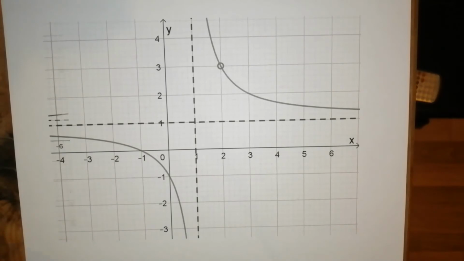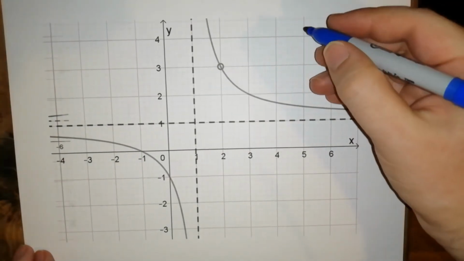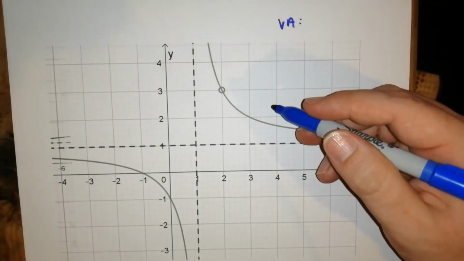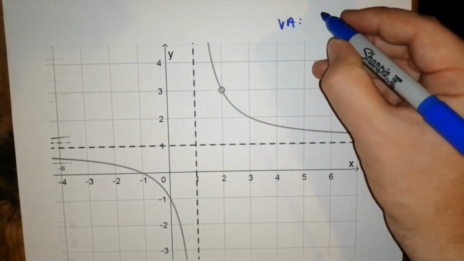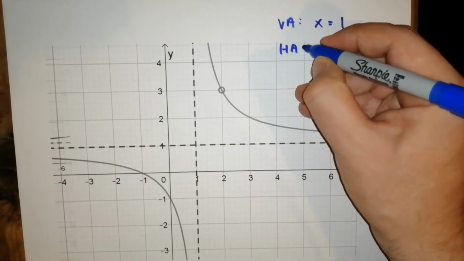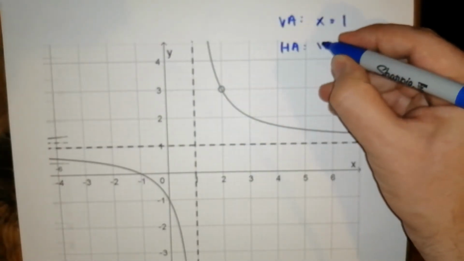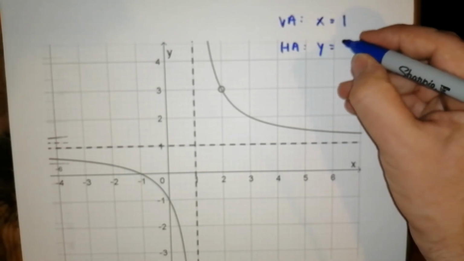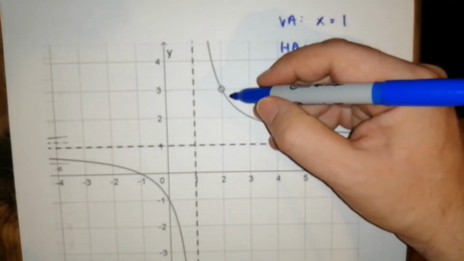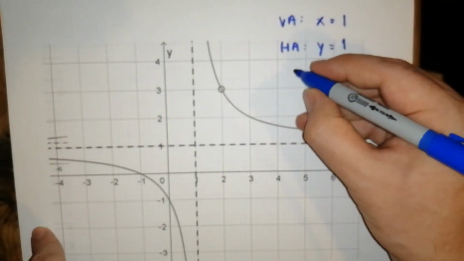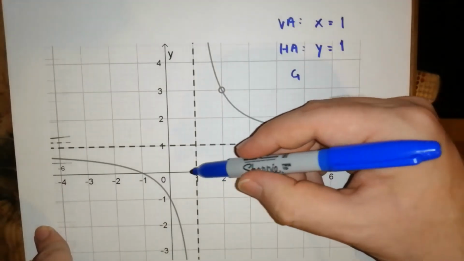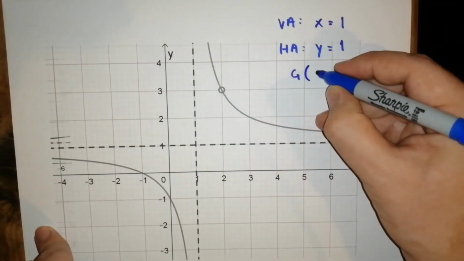First, vertical asymptote. Vertical asymptote, VA, is going to be x equal to 1. The horizontal asymptote is this one, which is y equal to 1. We have an empty dot. Empty dot is this one. Remember, an empty dot is a hole in the graph. So we're going to use the letter G, or you can use any letter, doesn't matter. And we're going to put the coordinates, which in this case is going to be (2, 3).